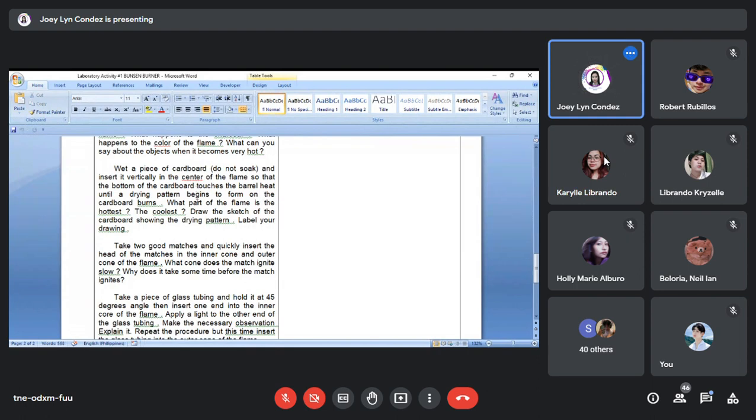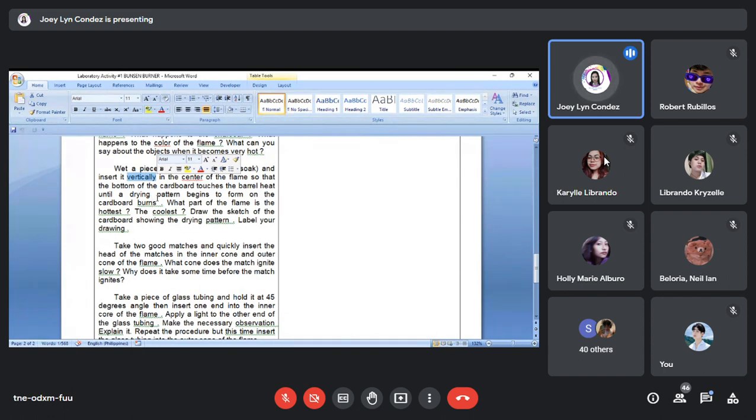So, after that one, insert the cardboard in the flame. The flame again is on the burner, okay? Insert the cardboard in the flame. So make sure again that it's wet. The cardboard is wet. Okay? But this time you're going to insert it vertically, upright, not lying flat.